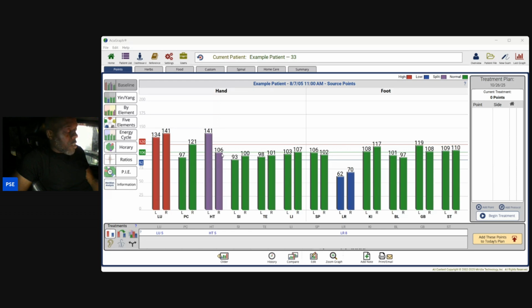So I'm going to explain to you exactly what that means. And this is a good way to learn the AcuGraph system. It's a very great tool. Just so you know, usually red means excess. Blue means deficient. Purple means there's a split, meaning that one side of the body is higher than the other side.